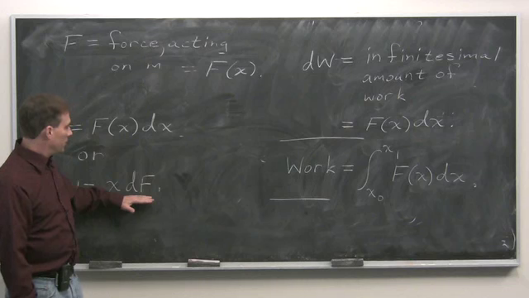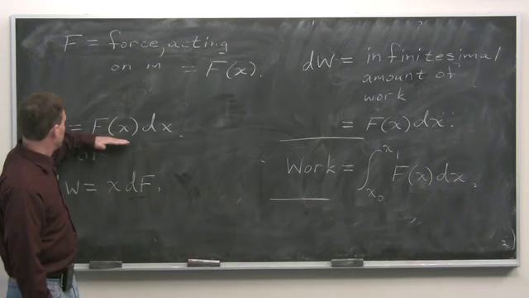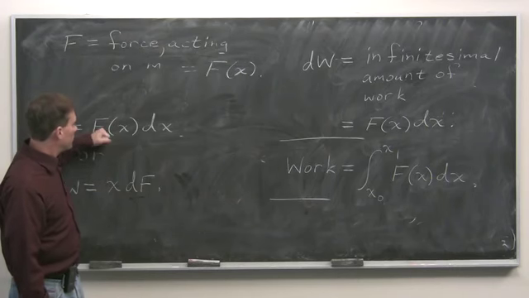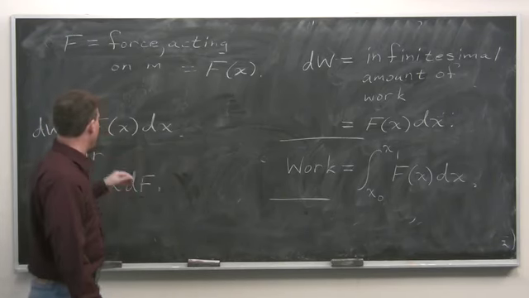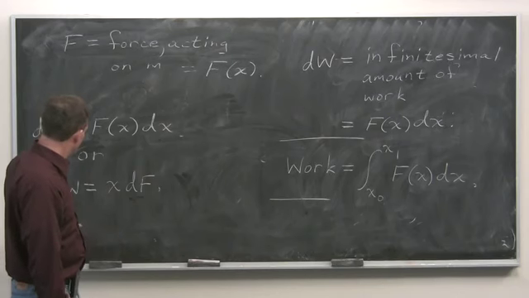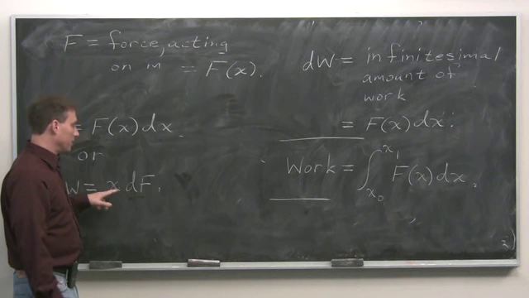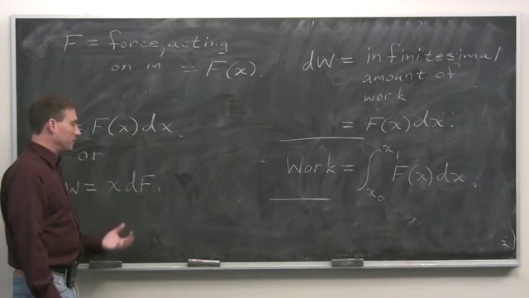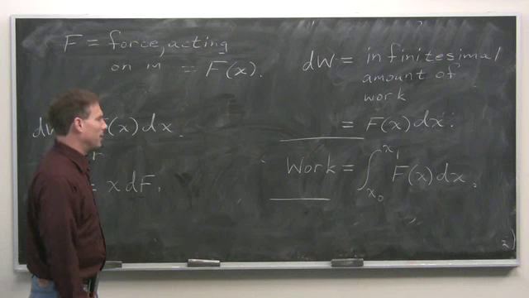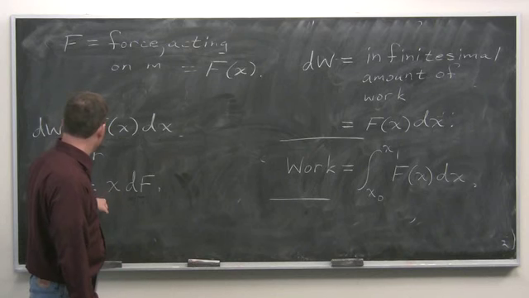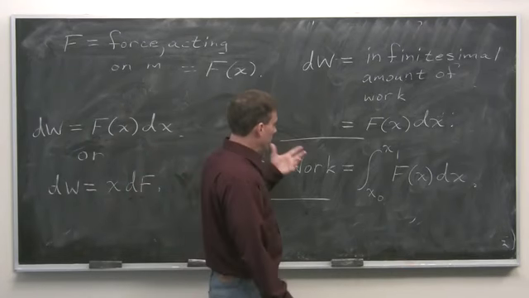So, we'll see where this arises, but at first we're going to think of force as a function of x, and so for a small change in x, you multiply times the force. But later we're going to do problems where the displacement of an object depends on the force that's acting on it. We'll see how that can possibly occur. And then we'll use that dW as x times dF. All right, this is work.